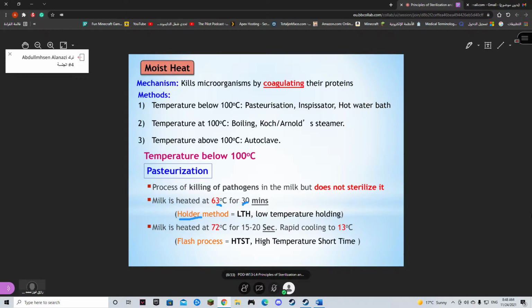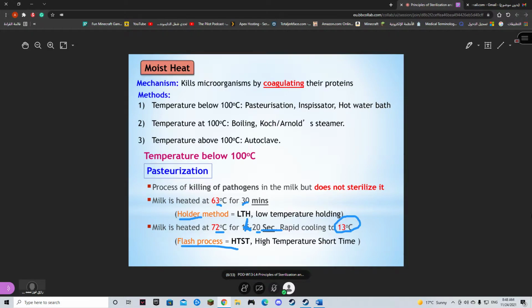The flash method is like something flashing very quickly, only seconds: 72 and 20. So 72 degrees for 20 seconds, which is very easy to memorize. Then comes rapid cooling to 13 degrees Celsius. Rapid cooling is why we call this the flash method. So this is pasteurization.